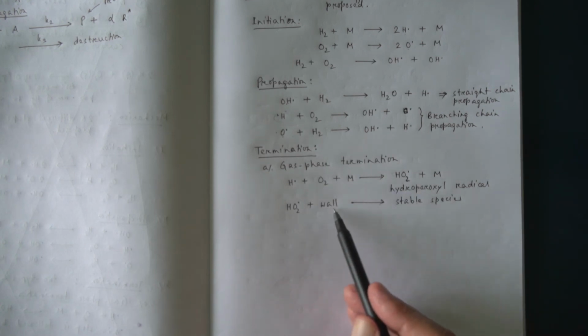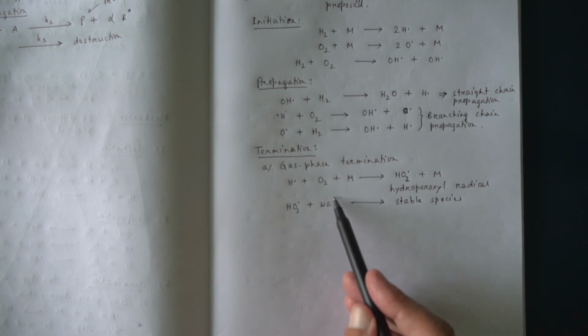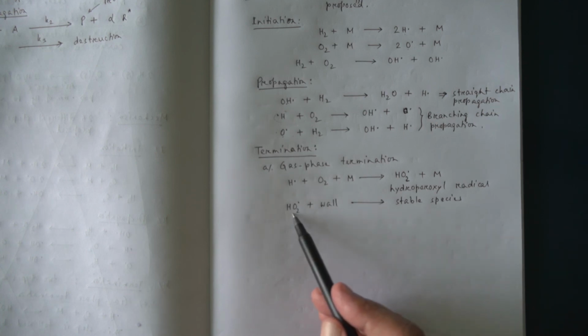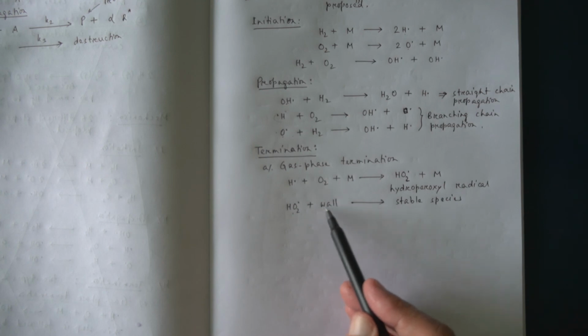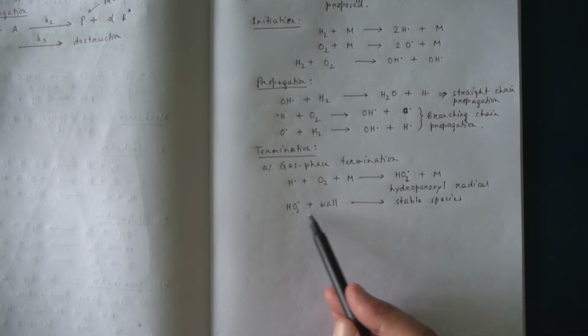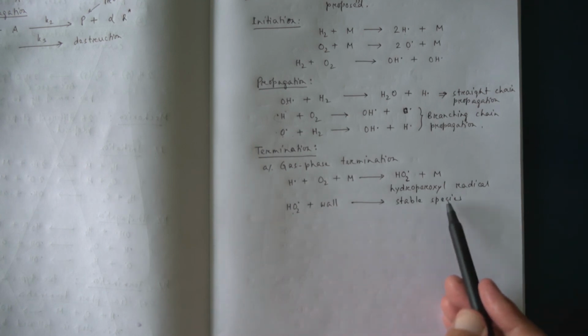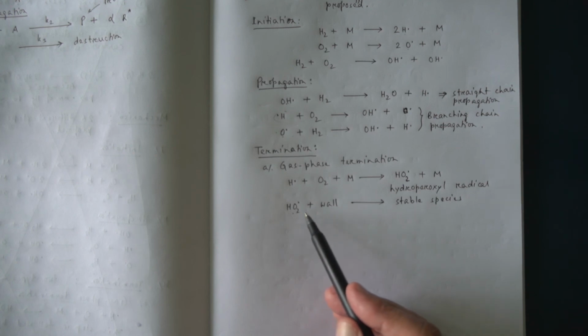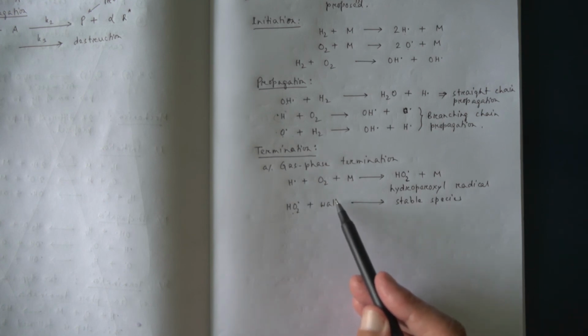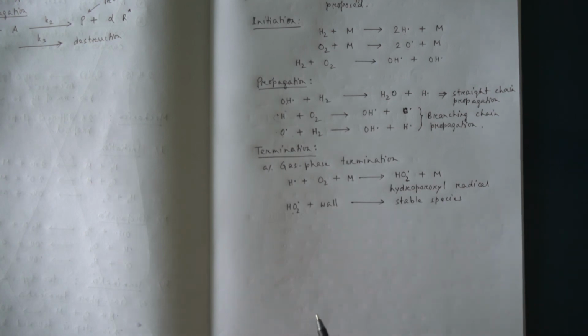But this is not gaseous, because this is solid. This is gaseous, this is solid. So this reaction does not take place in gaseous medium. So this species gets adsorbed on solid wall to form stable species. So this is known as gas phase termination step.